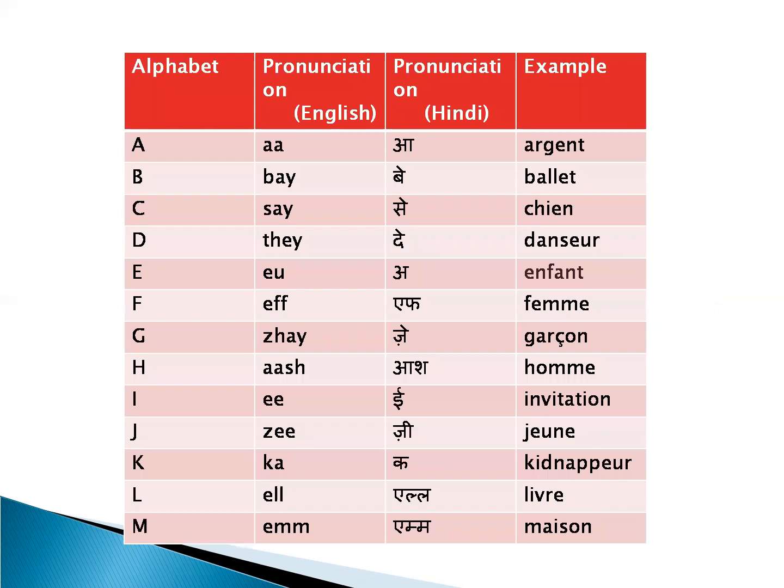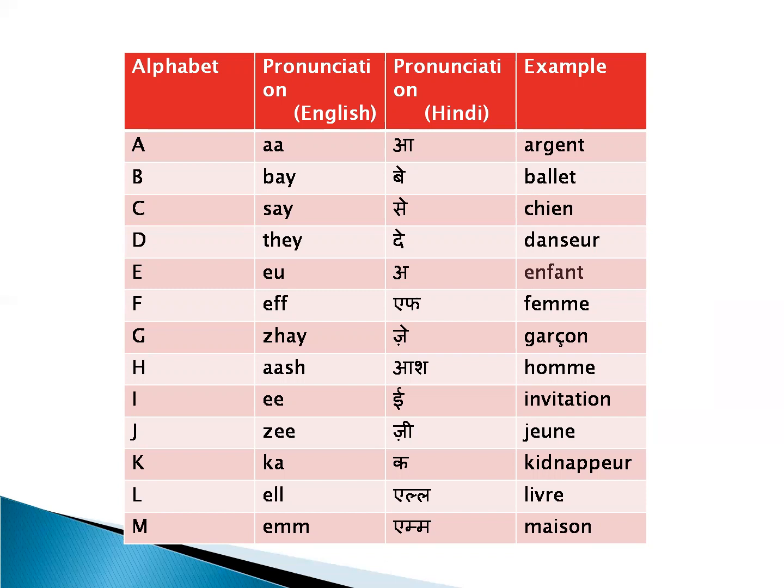You keep on repeating with me. Okay. So we have A, argent. B, ballet. C, chien. Chien means a dog. Bravo. Next we have D, dancer. E, enfant. F, farm. G, garçon. Not garçon, it is garçon.